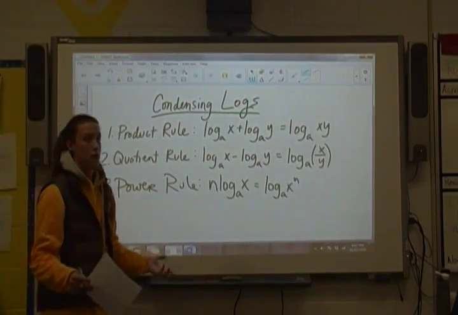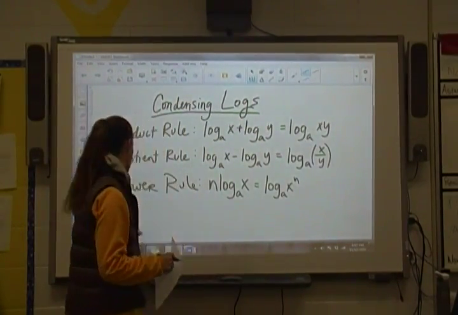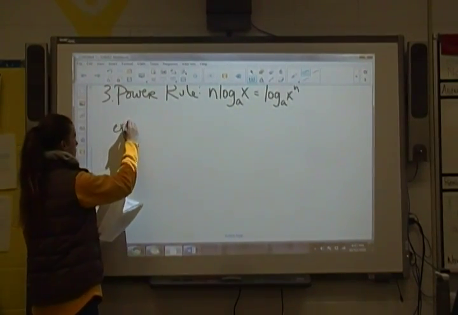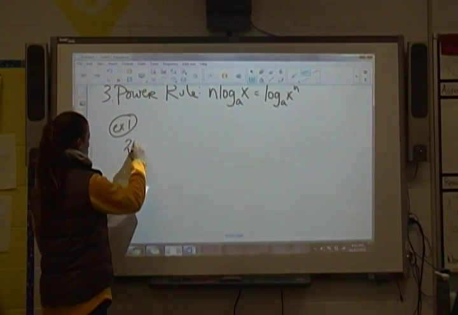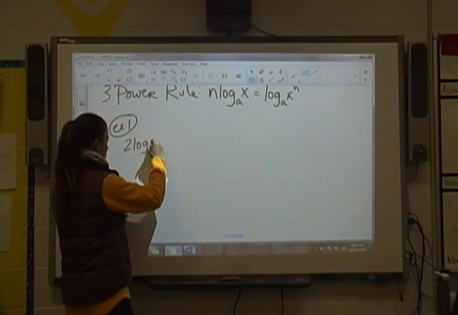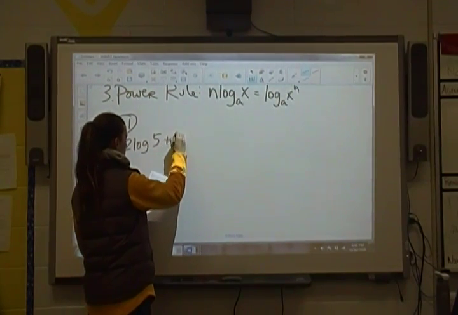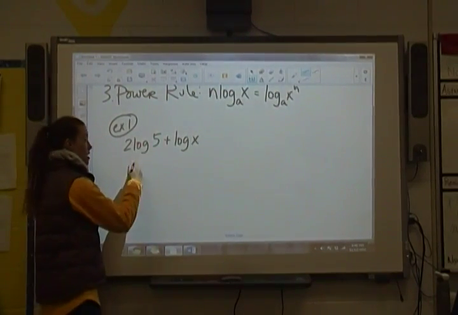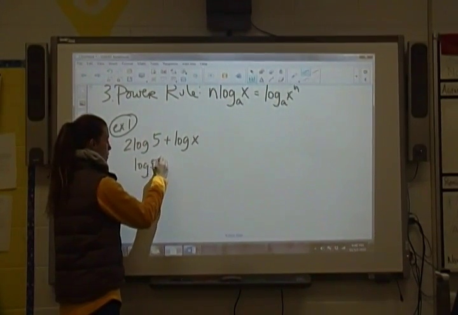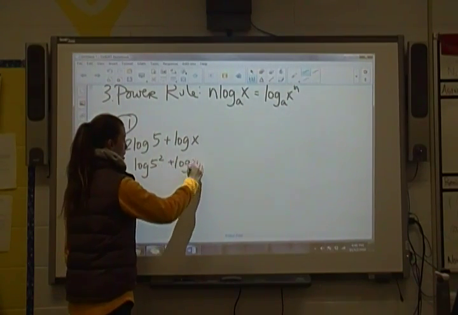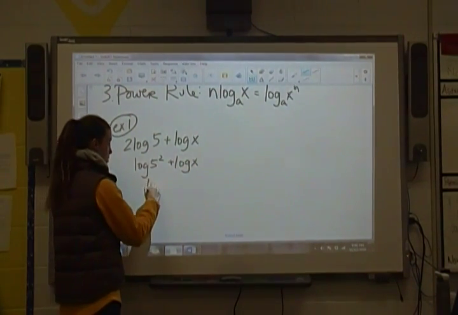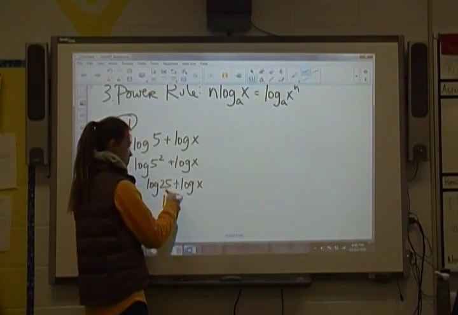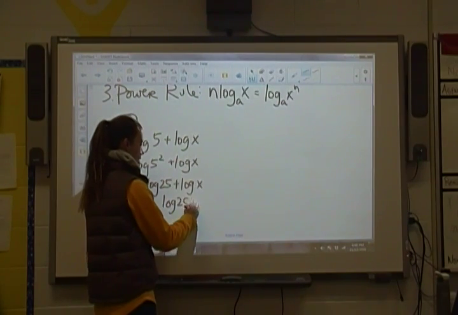Now we're going to do a few examples to condense some logarithms. So our first one here, again, we'll start out easy. We've got 2 log of 5 plus log of x. So the first thing we need to do is move that coefficient on our 5, log of 5 squared plus log of x. Well, 5 squared is 25, so log of 25 plus log of x makes that multiplication log of 25x.